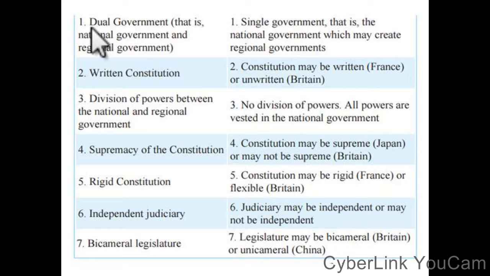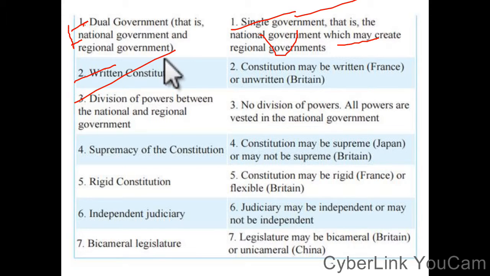Federal governments, meaning the US, Canada, and so on. A federal government is a dual government, that is, national and regional, while a unitary government is a single government, that is, the national government, which may create regional governments. Federal government has a written constitution, division of powers between national and regional governments, supremacy of the constitution, a rigid constitution, an independent judiciary, and a bicameral legislature.